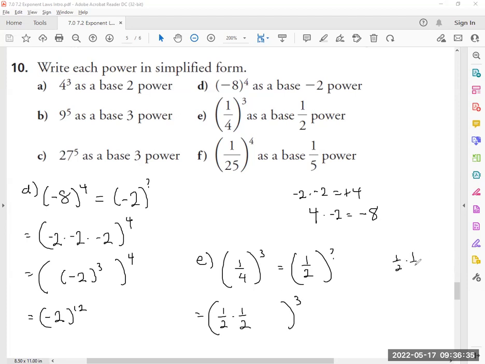1 over 2 times 1 over 2 is 1 times 1, multiply across, 2 times 2, multiply across. Am I there? Did I find it? Yeah. So this is the same as 1 over 2 squared to the power of 3. The final answer is 1 over 2 to the power of 6, this power of power.